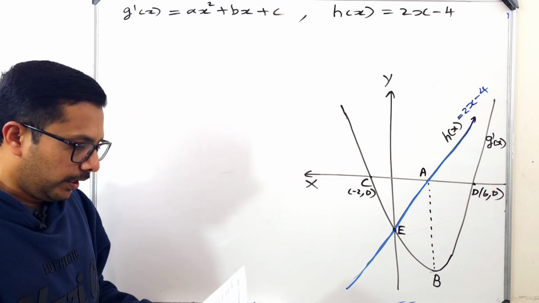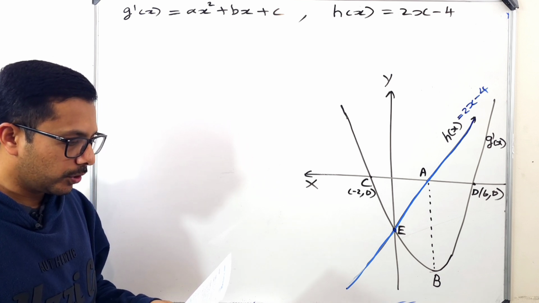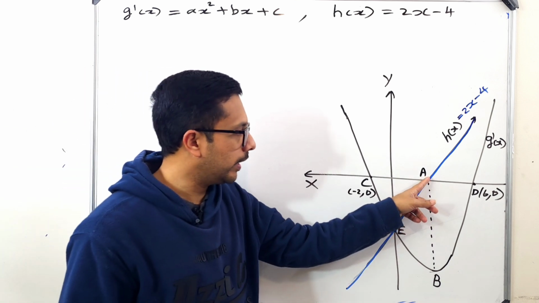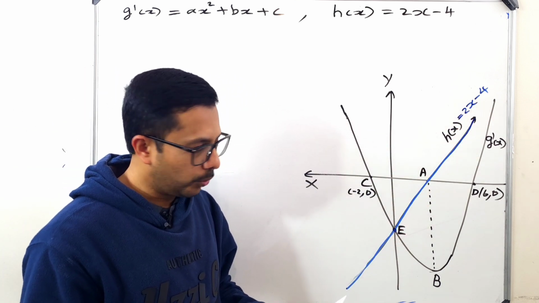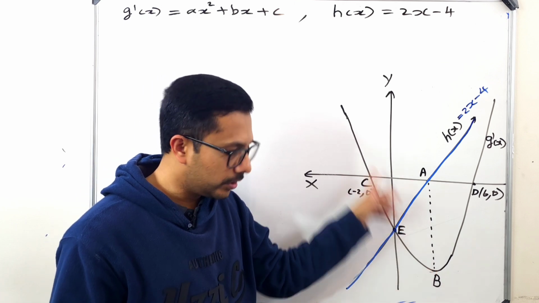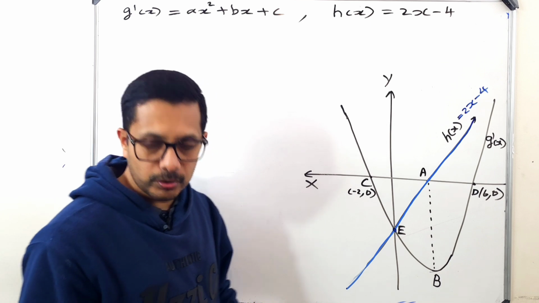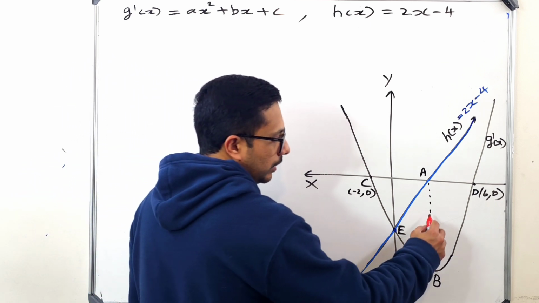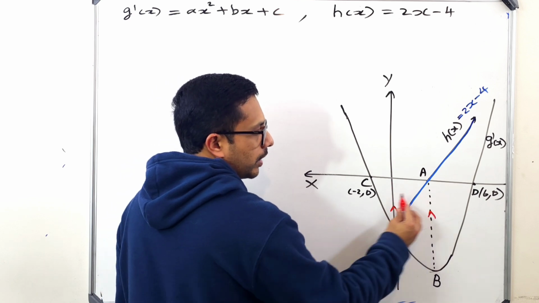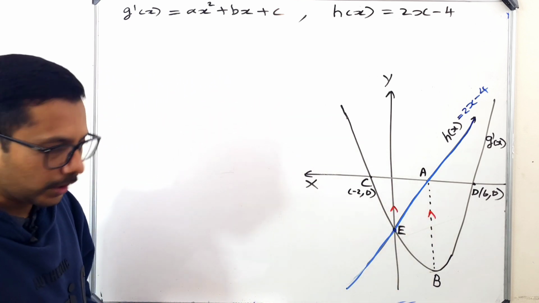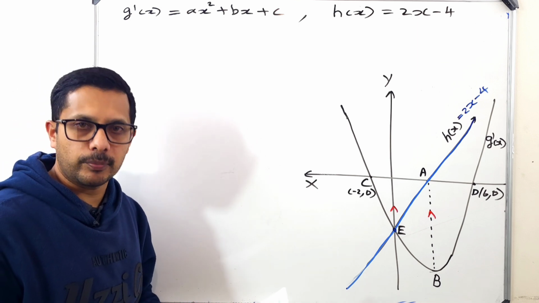Okay. Now, what else? The point A is the x-intercept of h. So, this is the x-intercept of this straight line. Then B is a turning point of g dash of x. This is the turning point of this g dash of x. And line AB is parallel to the y-axis. So, that is another clue. They are saying that this line AB is parallel to the y-axis. These two lines are parallel. Okay. So, now what is the first question? Based on this one, we have to answer the remaining questions.